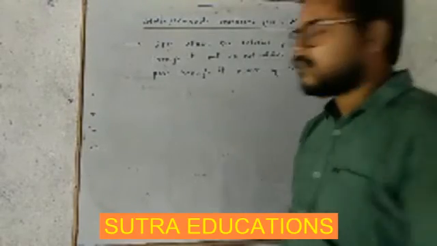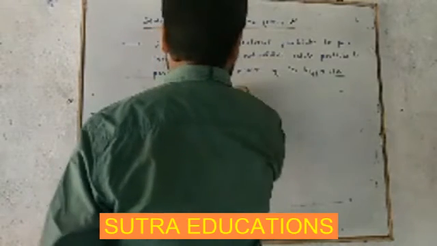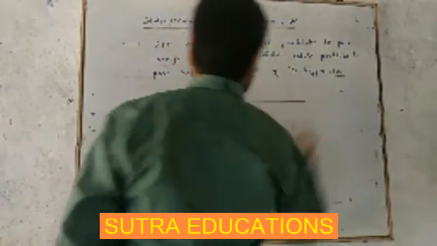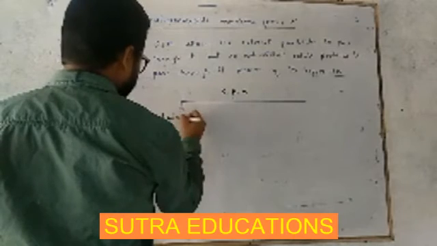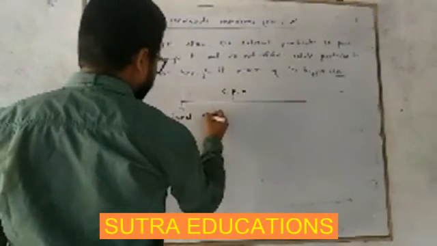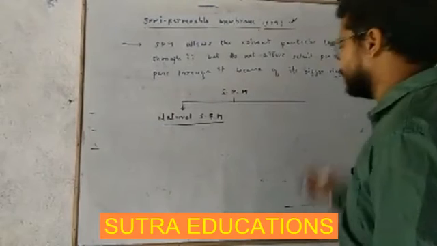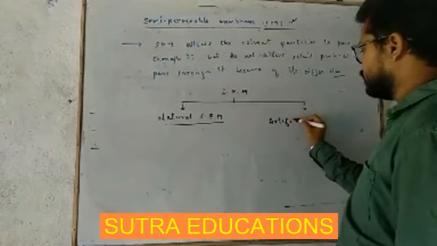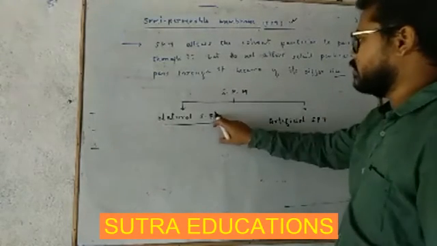Semi-permeable membranes are of two types. This is SPM, semi-permeable membrane, and it is of two types. One is natural semi-permeable membrane, SPM, and the other is artificial semi-permeable membrane, SPM.